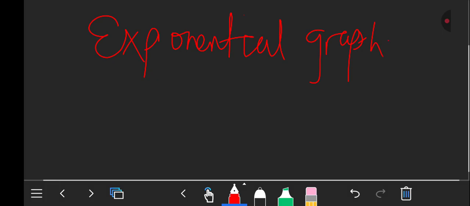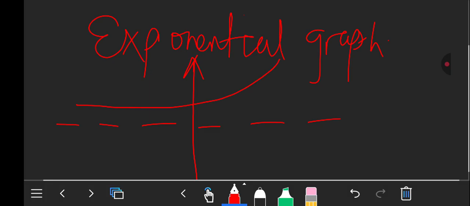What you need to understand is that for logarithmic graphs, we said the asymptote is the y-axis, but for exponential, the asymptote is the x-axis. So what we have is this. So the asymptote is the x-axis. You need just to know the basic graph for an exponential function. So the base graph is like this.